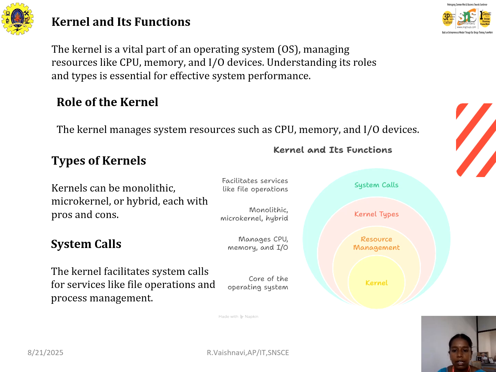Here we have the kernel and its function diagram. First one, here we have the kernel, that is the core of an operating system, and then followed by that kernel we have resource management. Here it manages the CPU, memory, and input output devices. And then third one will be the kernel types, that is here we have monolithic, microkernel, and then hybrid. These are the kernel types. And then fourth one will be the system calls. It facilitates the services like file operations.